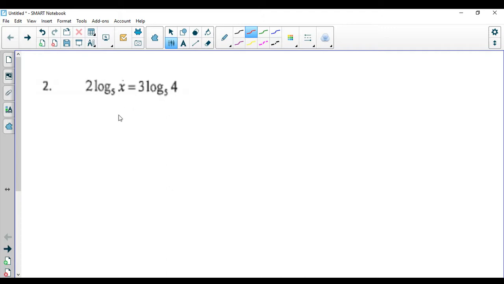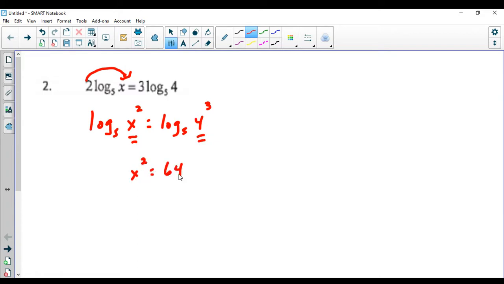Since we have this 2 out in front, we know that we can move that 2 up to the exponent. So I now have log base 5 of x squared. Over here, again, I can move up the exponents. Now I have log base 5 of 4 cubed. Now, this is a nice situation because anytime you have a log with a base that matches another log with a base on the other side, essentially those logs are not going to factor in. The only thing we need to have happen now, if the logs are the same, is I need the values to be the same. So I need that x squared to equal the 4 cubed, which is really 64.